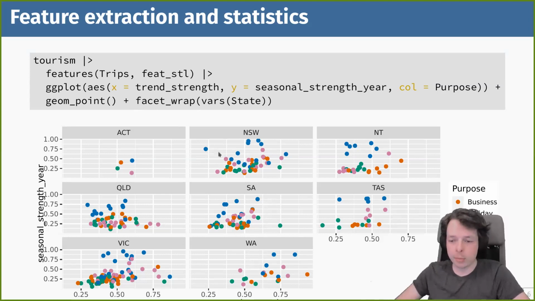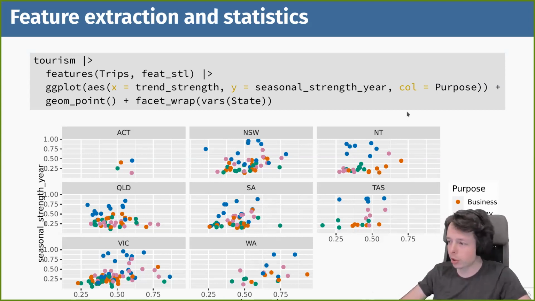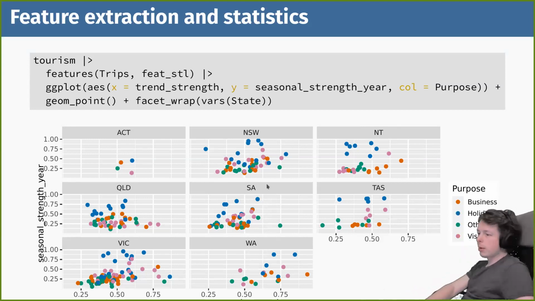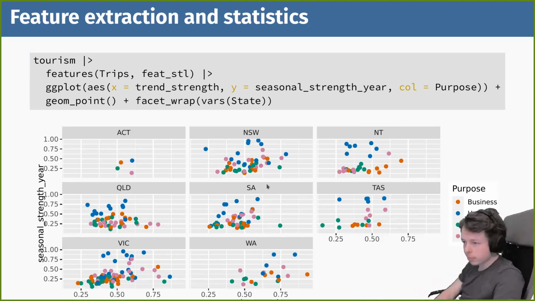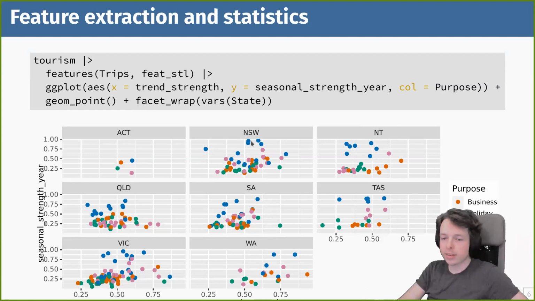Okay, so here's a summary of what you've done. In addition to what we've seen with just simply coloring, it might be useful to facet by the different states and color by the purpose. And generally you can see that the blue points here, which if I move out of the way, represent the holiday travel, are more seasonal than other reasons of travel.